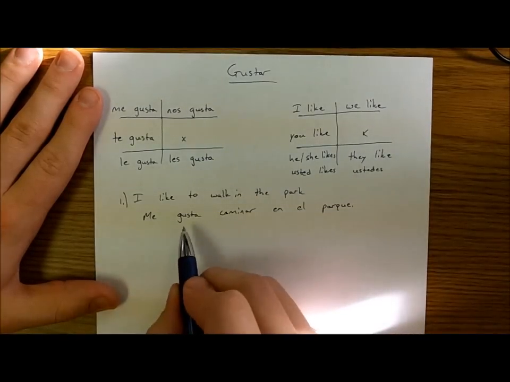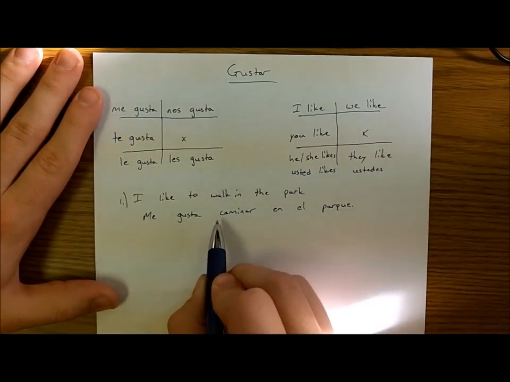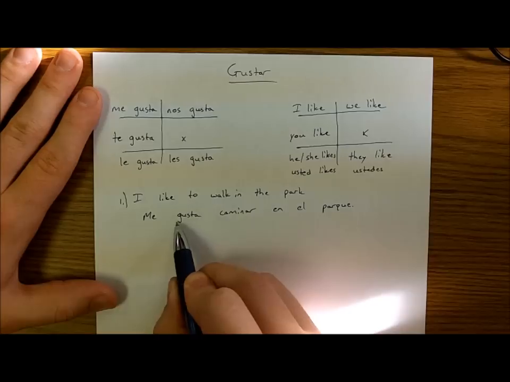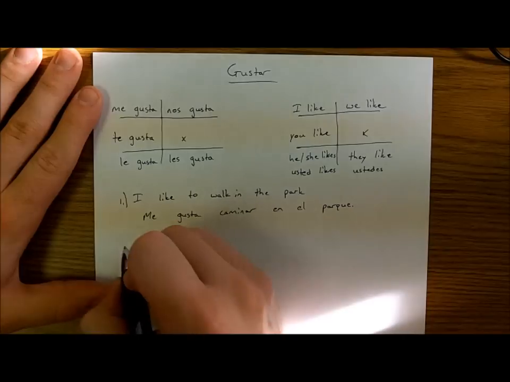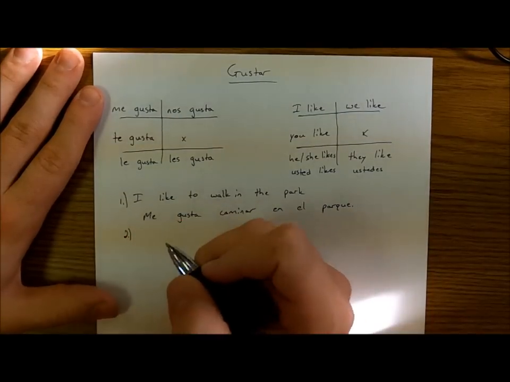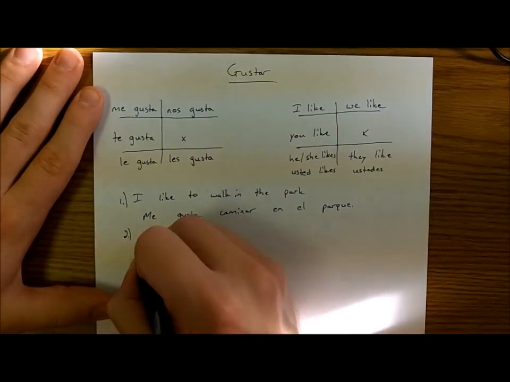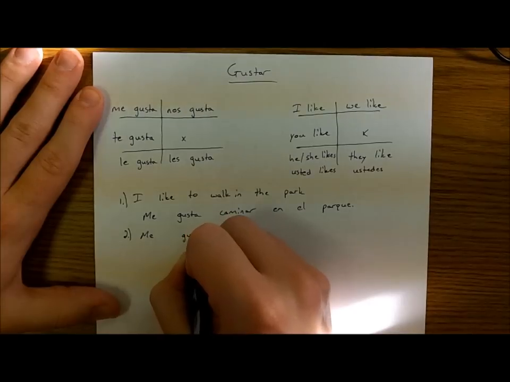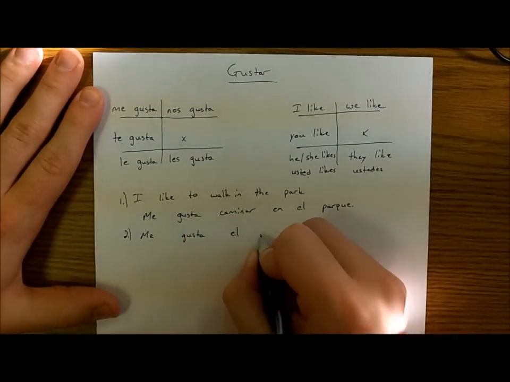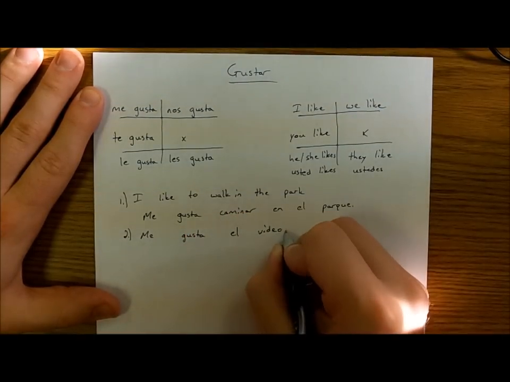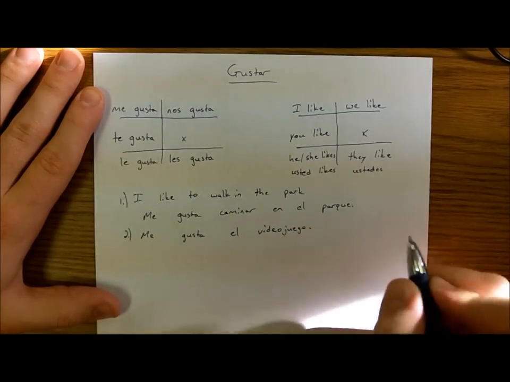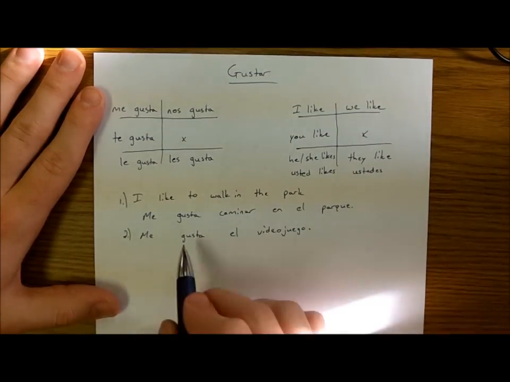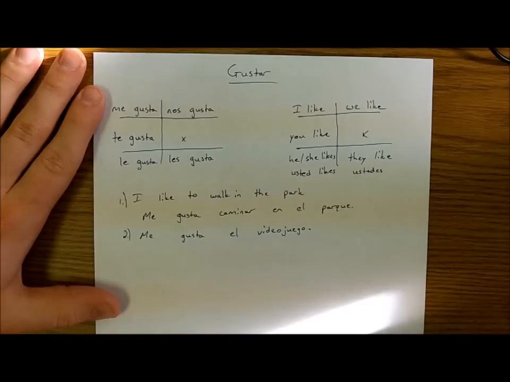Whenever you're talking about a verb such as caminar, it's just regular, me gusta. The other thing is when you're talking about a singular object. For example, me gusta el videojuego. I like the video game. Videojuego is singular, me gusta, no change. And here's why this is important.